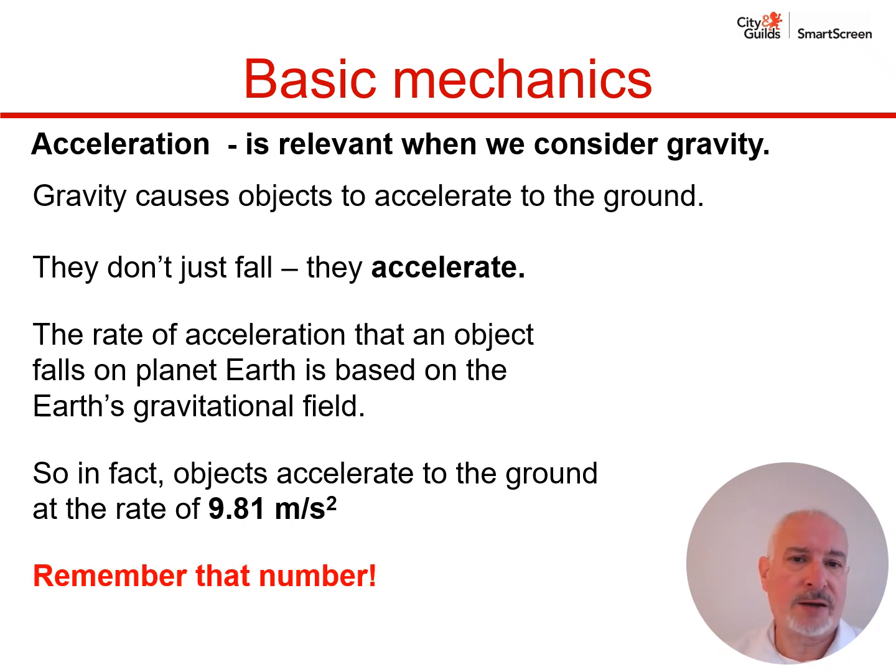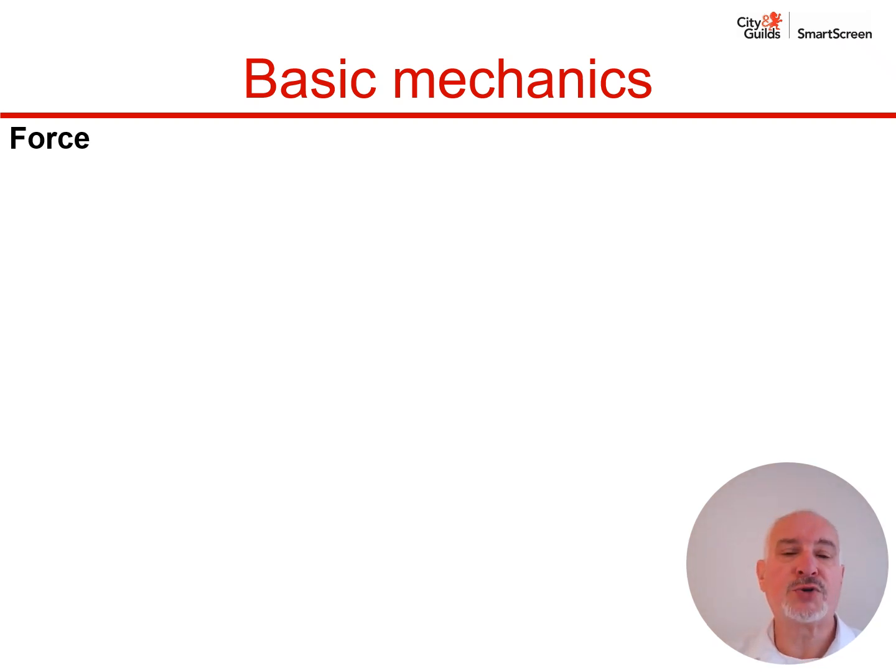Now you need to remember that number. We've already come across it. The 9.81 was the strength of the gravitational field in newtons per kilogram, but it causes an object to accelerate to the ground at a rate of 9.81 meters per second squared. So you see the number's the same, and it's very helpful because that's the number you need to remember in relation to gravity, 9.81. So let's put some of this together now.